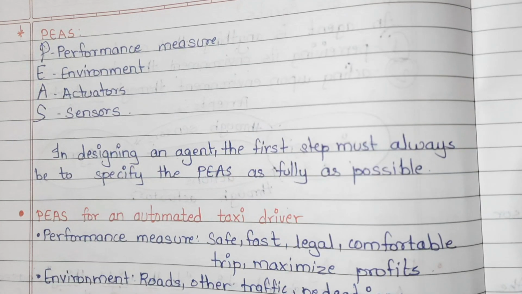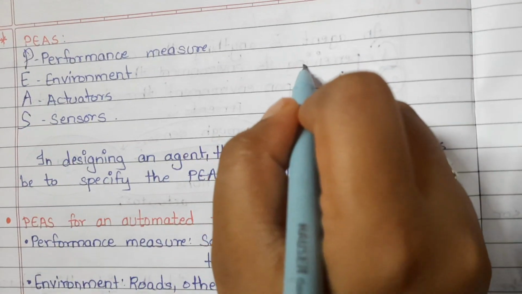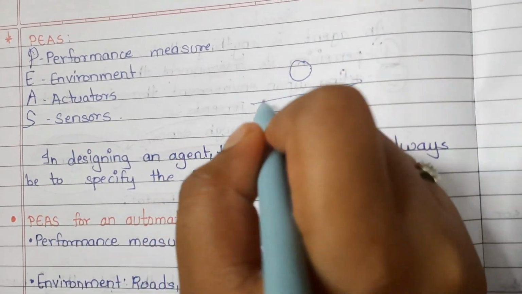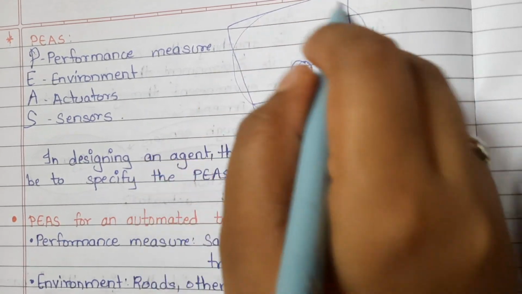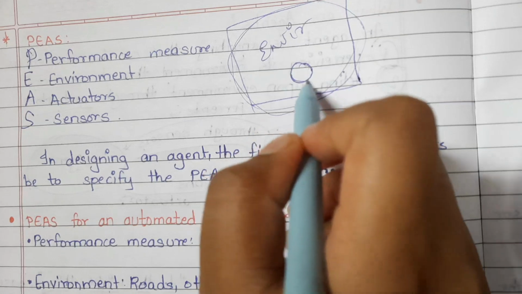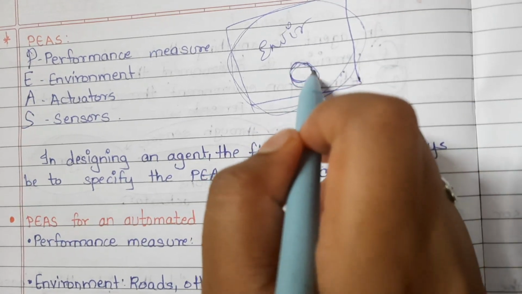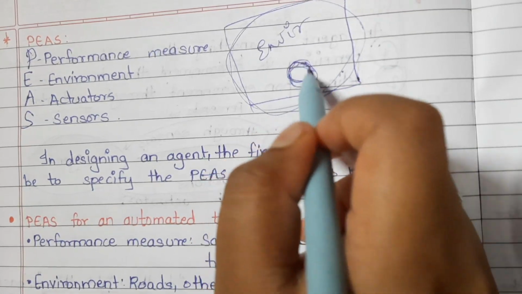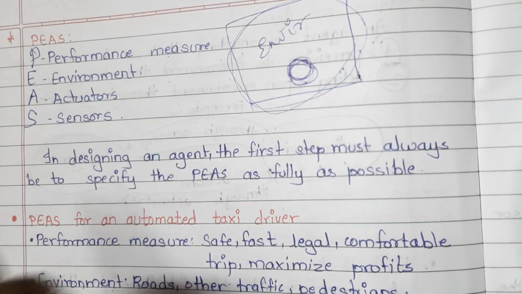P stands for performance measure, which means what the machine or any AI tool has performed. What should be the expected performance measure of the machine? E means environment. Suppose this is the machine, then what is beside it is the environment. And performance means how the machine works. The expected performance of this machine is the performance measure.